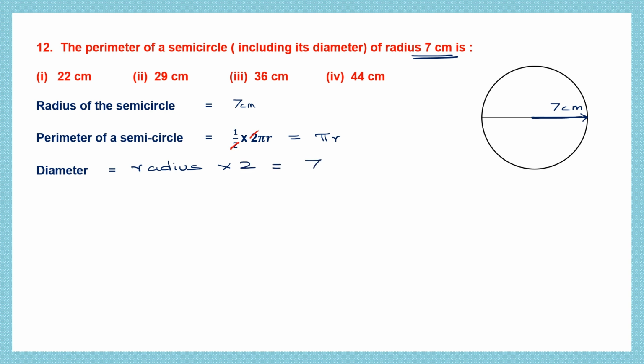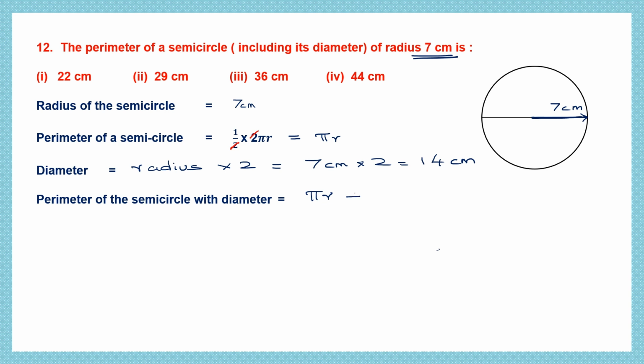And what is the radius? 7 centimeters into 2. So the diameter is 14 centimeters. So now we have to find the perimeter of the semicircle with the diameter. That is pi r plus 14 centimeters. So now let's substitute. Pi is 22 by 7 into r, and radius is 7 centimeters, given to us. So 22 by 7 into 7, that is the perimeter of the semicircle, plus the diameter, which is 14.